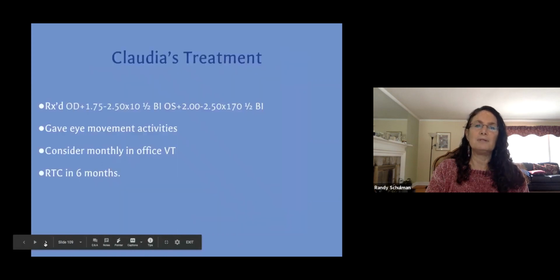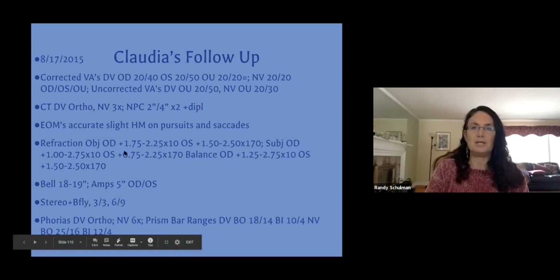So we kept her, actually the first slide should have said no, didn't have the base in. I added the base in. And I just gave her eye movement activities. Again, she came from a further distance, about an hour away. So I just said, come in once a month for 6 months and we'll just give you home activities. And that's what she did.